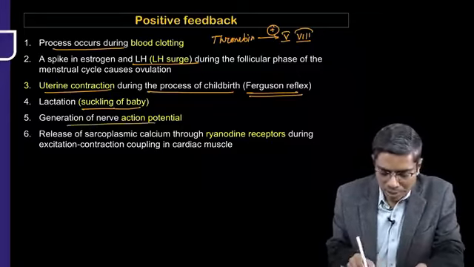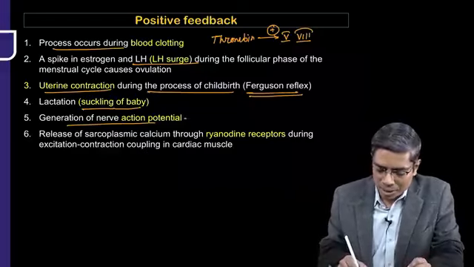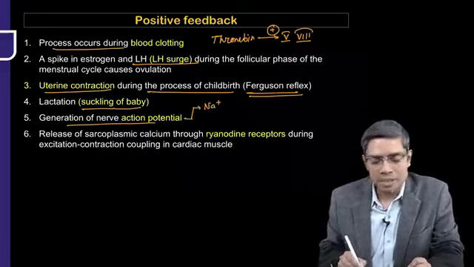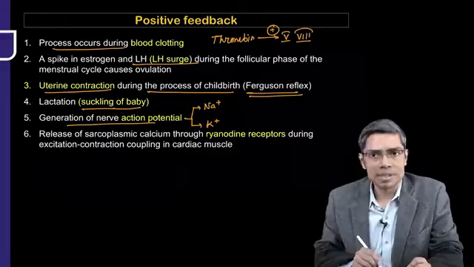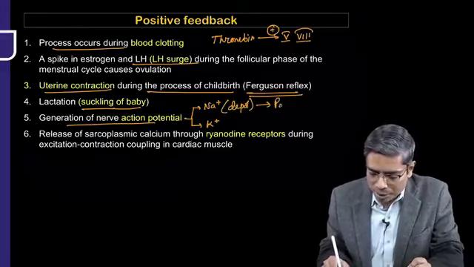Number 5, generation of the action potential. Here you have to look very carefully. During the generation of the action potential, there is opening of the voltage gated sodium channel, as well as opening of the voltage gated potassium channel. We know that opening of the voltage gated sodium channel leads to depolarization. This is a typical example of the positive feedback control system.